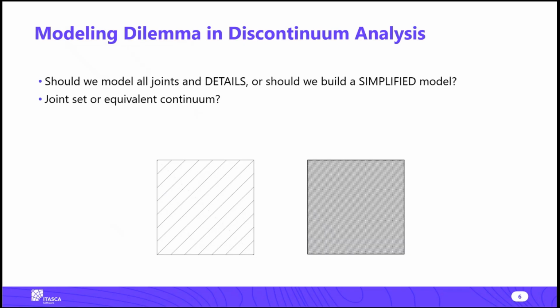There's really no hard answer to this. It depends on the scale of the problem you're trying to solve, the importance of the joints as they influence the mechanics of movement and failure. It also depends somewhat on your budget and your computer power, whether you have the ability to do this. So it's really an engineering judgment call to decide whether you're putting in discontinuities or not.